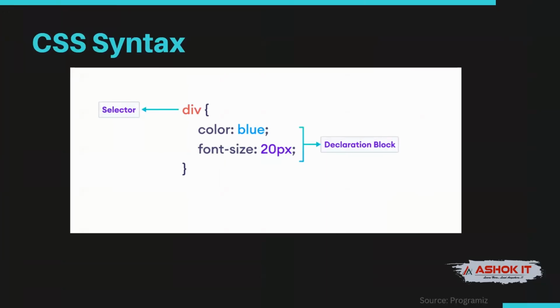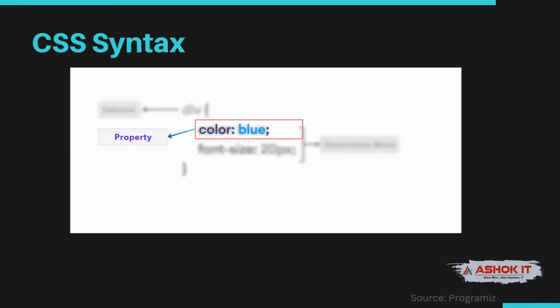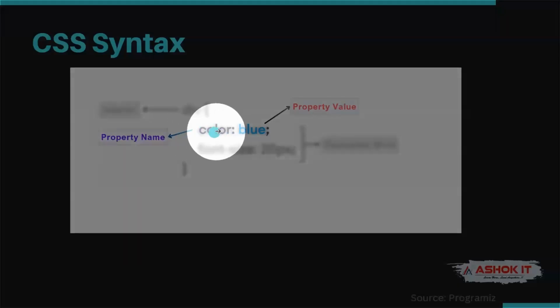Coming to the CSS syntax, it consists of a selector, and after that we will write curly braces. Inside of these curly braces, whatever we are going to write, the whole thing is called as declaration block. Inside of declaration block, each line is called as property, and each line is separated with semicolon. The property is divided into two parts: property name and property value. Here, the color is called as property name and the value blue is called as property value.